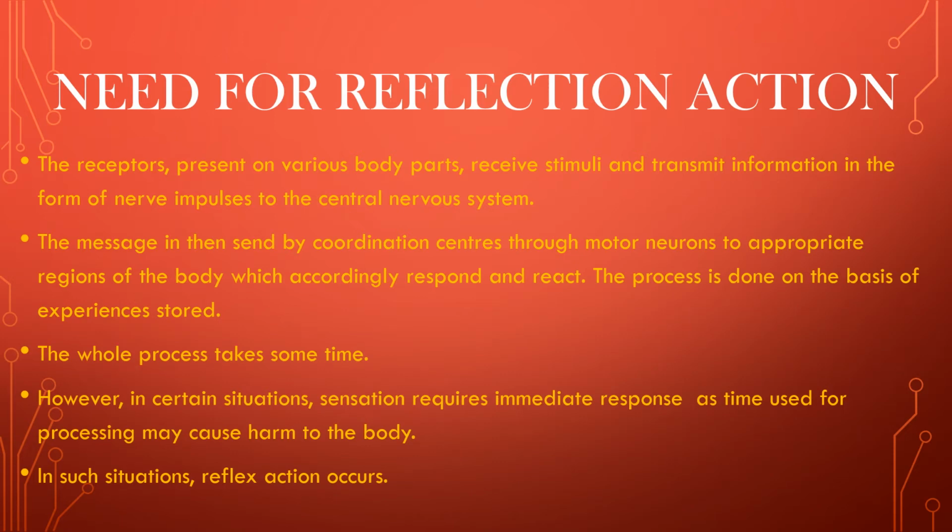Now the question arises, why do we need reflex actions? The receptors are present in our body. Receptors means we are talking of our sense organs. These receptors receive the stimulus and transmit this information in the form of impulse to the central nervous system. The central nervous system has two parts, brain and the spinal cord. Majorly, the reflex actions are just sent to the spinal cord, and whatever message is there, it will be according to that.